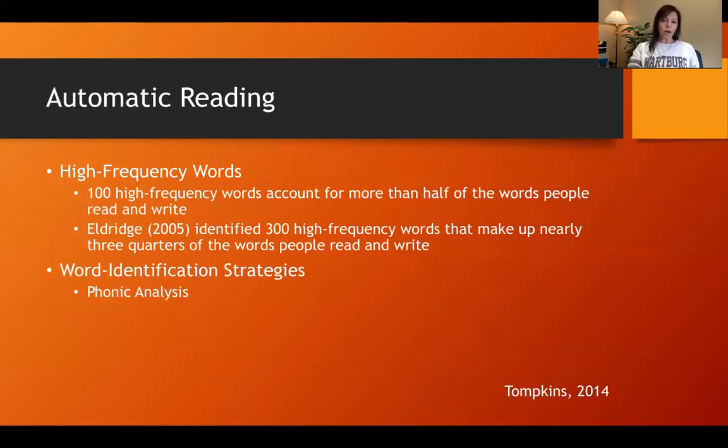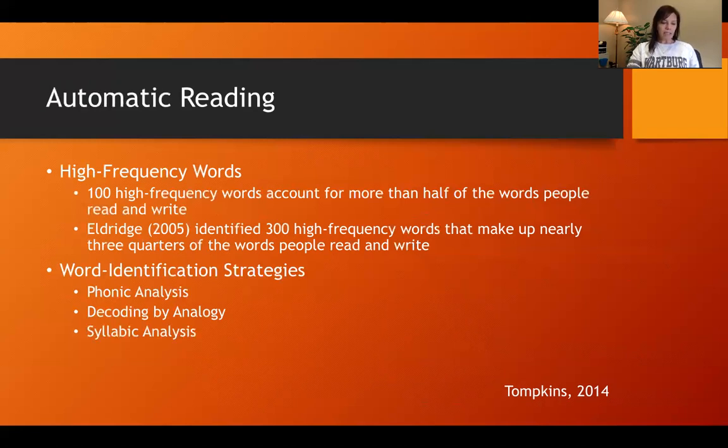Different word identification strategies, which we'll get into more when we're working with word identification, is phonic analysis, which is basically applying phonic rules to analyze letter sequences. Decoding by analogy, which is identifying words by associating them with words they already know. For instance, small, they may already know the word all or ball.